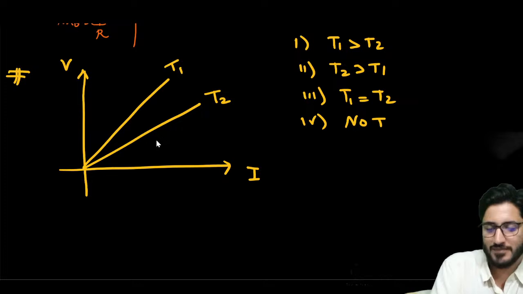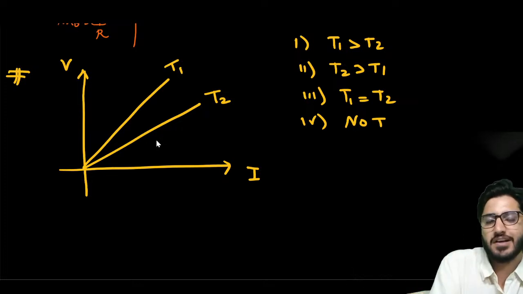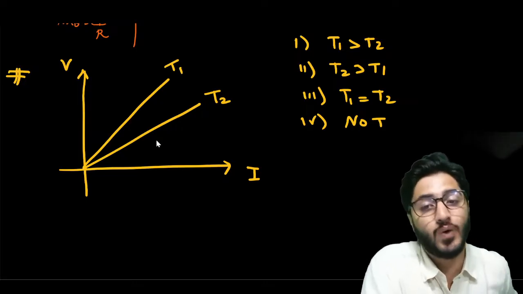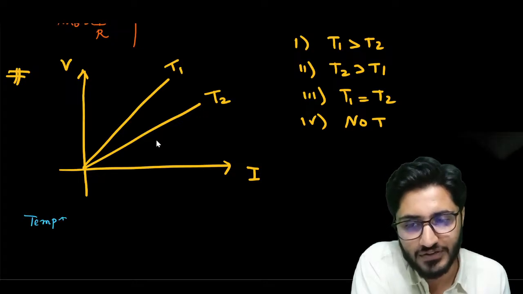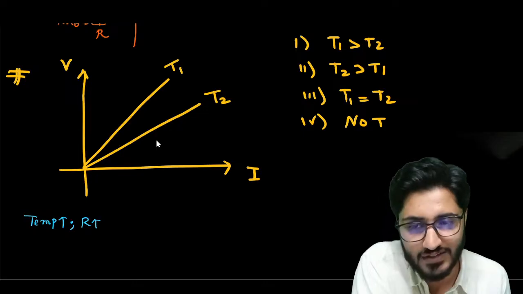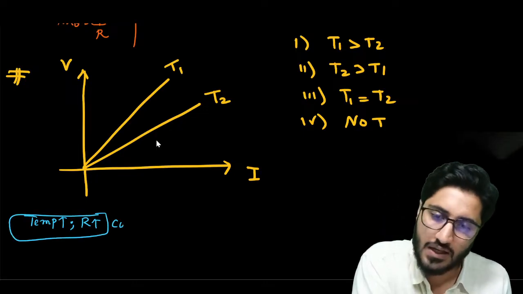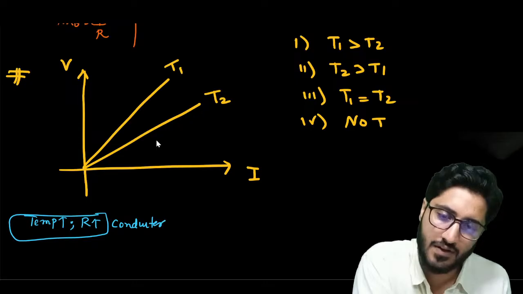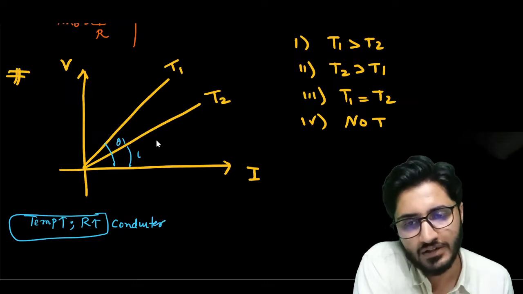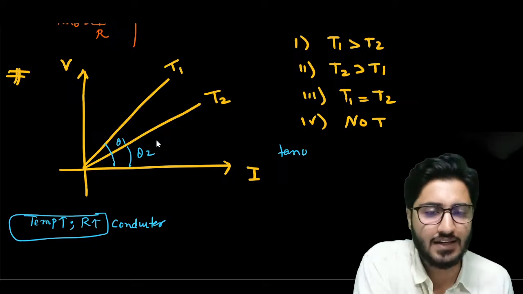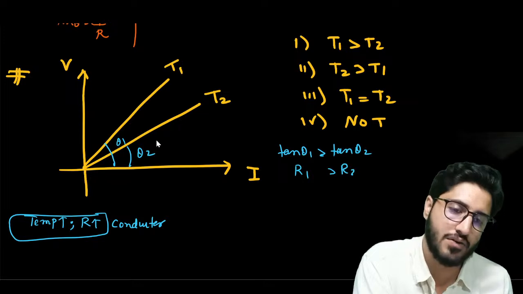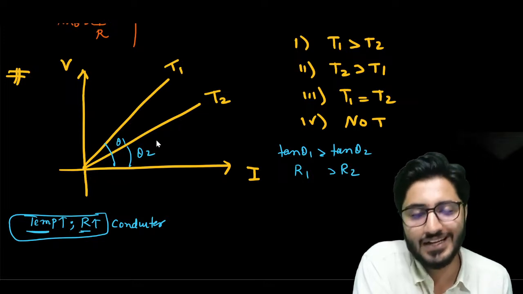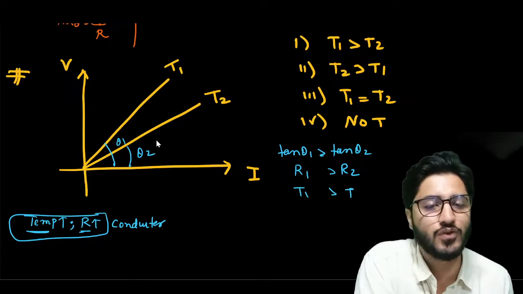Huh? Sir, we only know V, I, and R. Here is temperature T. How to get this numerical done? Look, beta. We know one thing. If we are increasing the temperature, what will happen now? Sir, resistance also increases in a conductor. So look here, sir, theta 1, theta 2. So you can write tan theta 1 more than tan theta 2. So resistance R1 more than R2. So temperature and resistance are in a direct relation. So I can write T1 more than T2 also. First option.